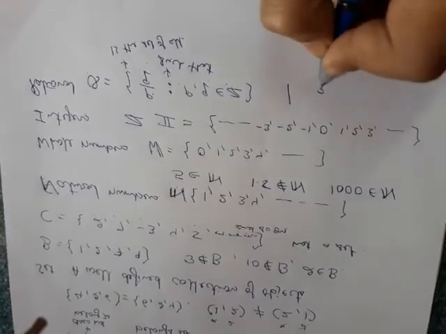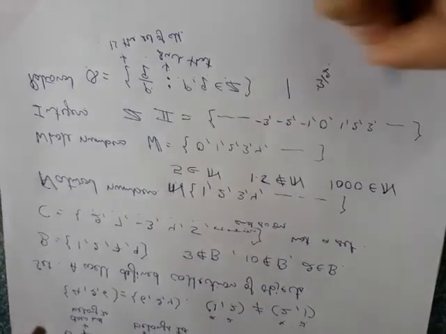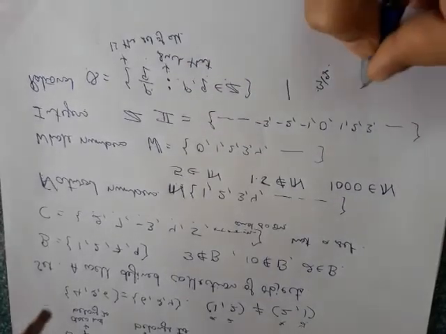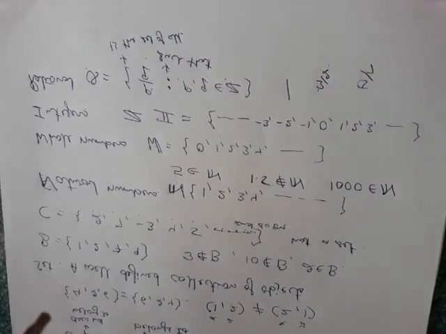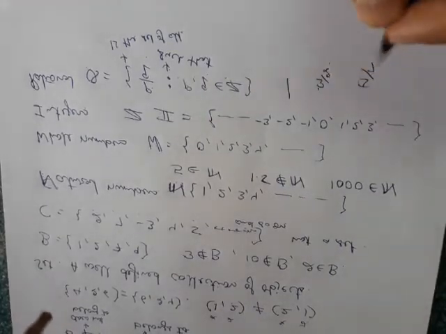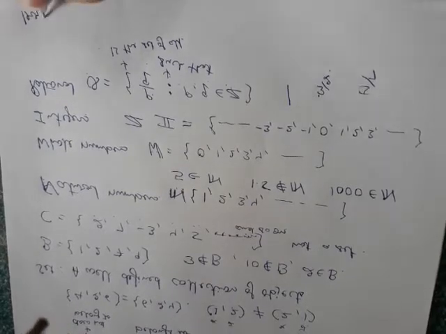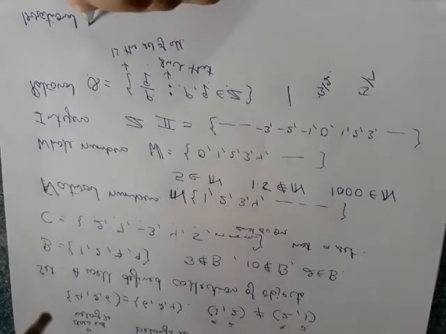So I can say that 3 by 2: 3 is an integer, 2 is an integer, so 3 by 2 is a rational number. 5 by 7 is a rational number. So all the numbers written like this in fractions are rational numbers. There are some irrational numbers as well.